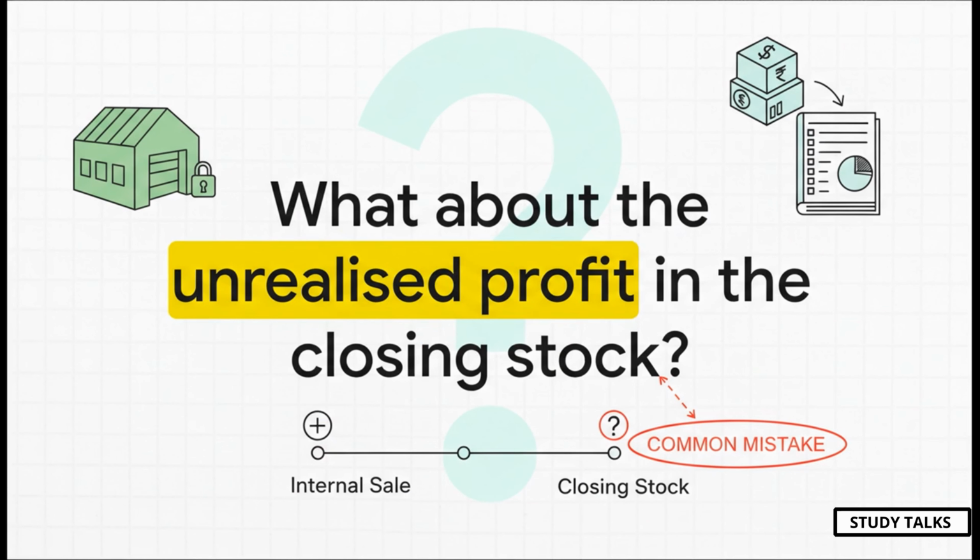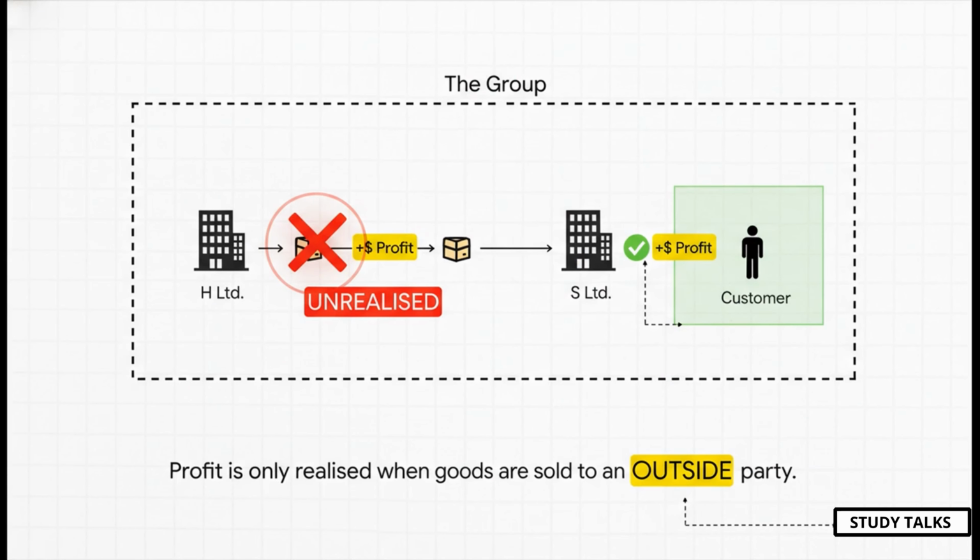So we've eliminated the transactions. Job done, right? Well, not so fast. Let's get back to that trap I mentioned right at the beginning. What do we do about the profit on goods that were sold internally but are still just sitting in the warehouse at the end of the year? And here's that ICAI twist. This concept is so important.